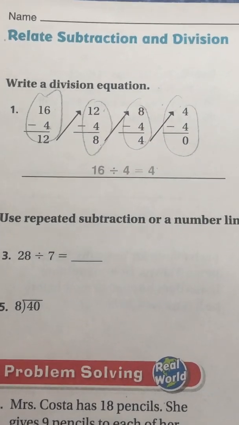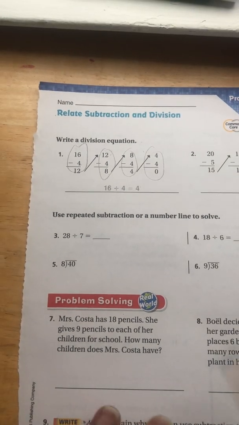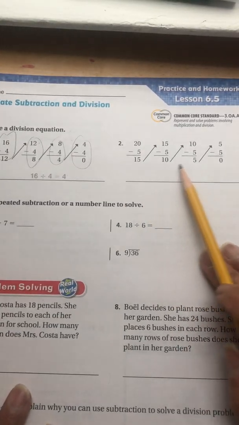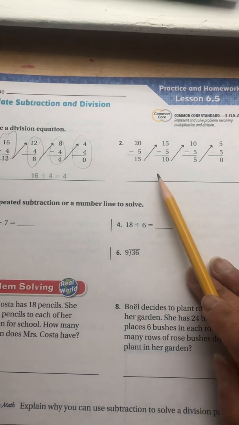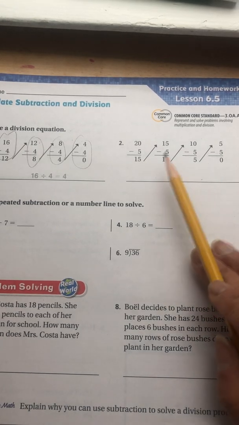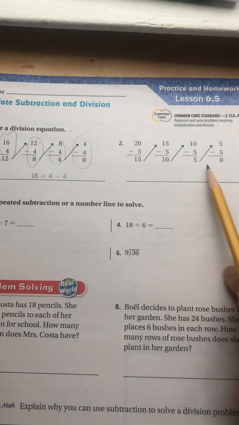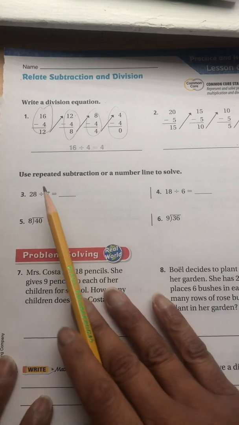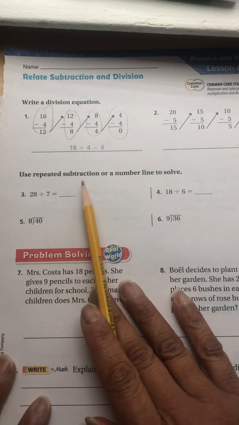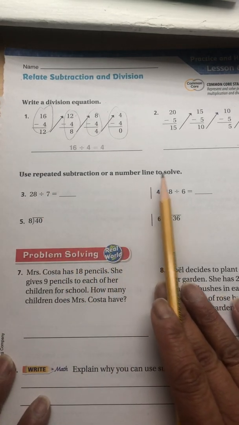So you also have to do that, boys and girls, for number 2. They already did it for you, so I'm not going to do anything for number 2. You should be able to write the division equation that goes along with the repeated subtraction. All right, in the middle of the page, it says use repeated subtraction or a number line to solve.